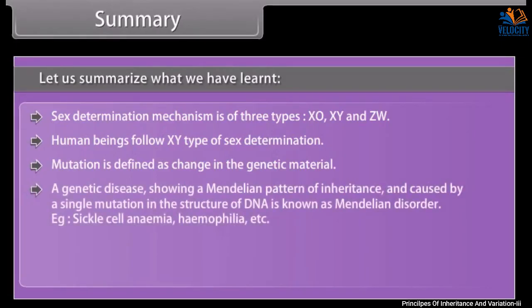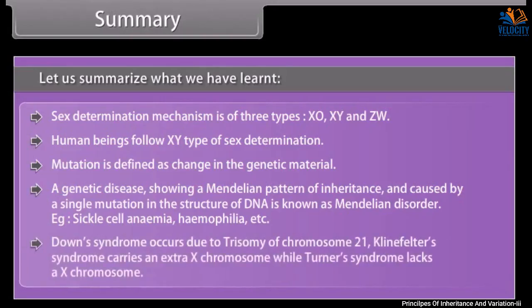A genetic disease showing a Mendelian pattern of inheritance and caused by a single mutation in the structure of DNA is known as a Mendelian disorder. Examples: sickle cell anemia, hemophilia, etc. Down syndrome occurs due to trisomy of chromosome 21. Klinefelter's syndrome carries an extra X chromosome, while Turner's syndrome lacks an X chromosome.